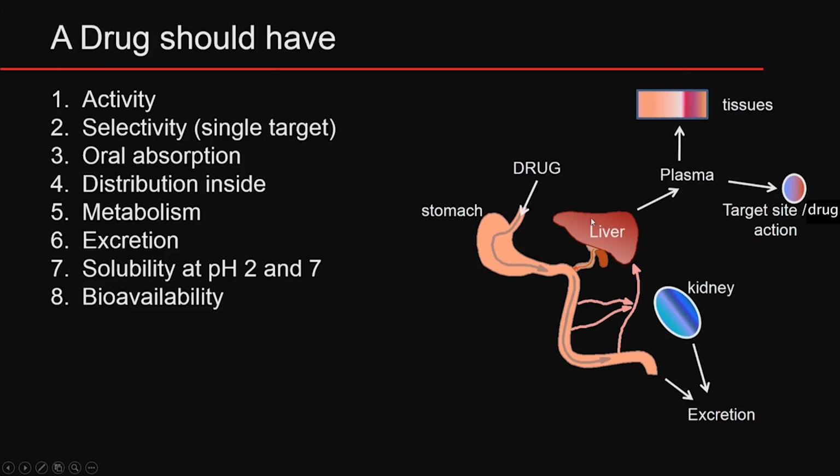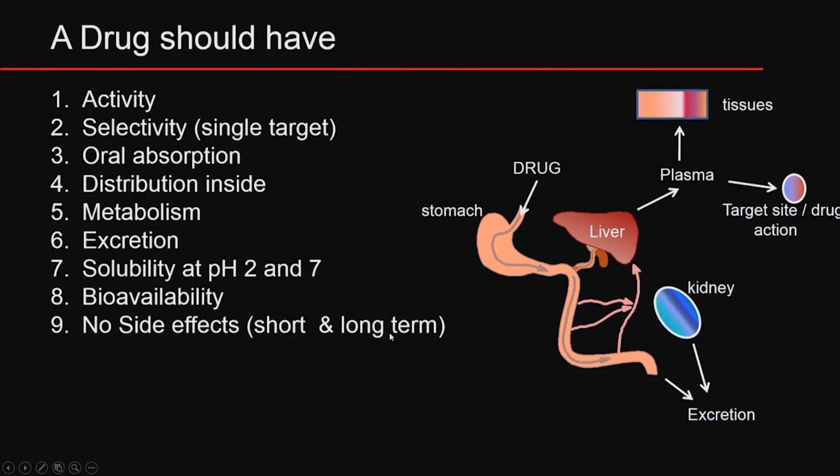Too much metabolism takes place inside the body because some of the structure features are so bad that it gets either oxidized or it gets esterified and so on. Then no side effects, that means the drug should not have any side effects, short or long term. We do not want short term, that means within a few months, maybe vomiting or increase in blood pressure, or long term, it should not give cardiovascular problems or some other side effects. Then no toxicity, of course it should not have any toxicity.